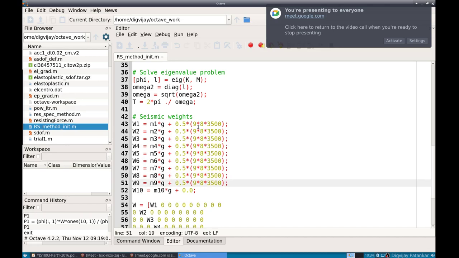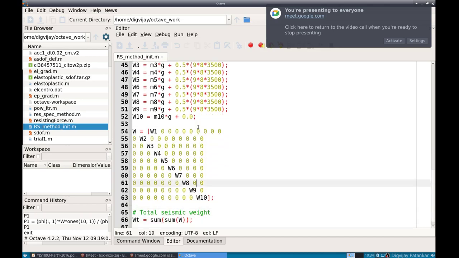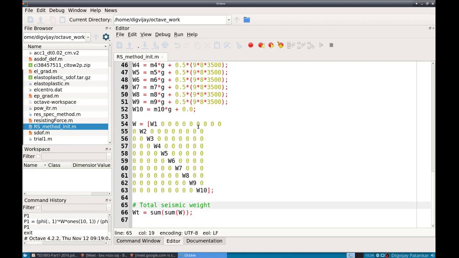Okay. So we have all the W1 to W10 values, and based on that I have calculated the W matrix. Just like the mass matrix, we have a seismic weight matrix, which is diagonal from W1 to W10. And just for the sake of finding out the total seismic weight, I have calculated this sum of all the weights W1 to W10. Up to this, complete the code and let us execute it.